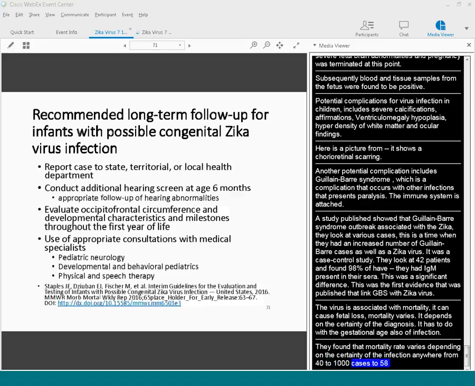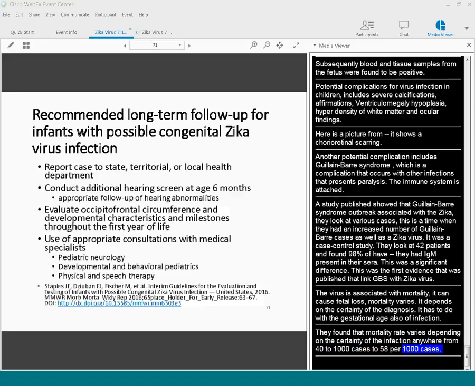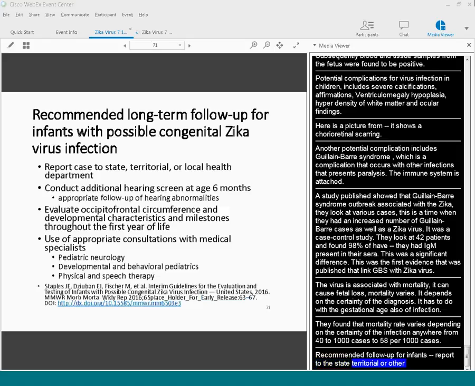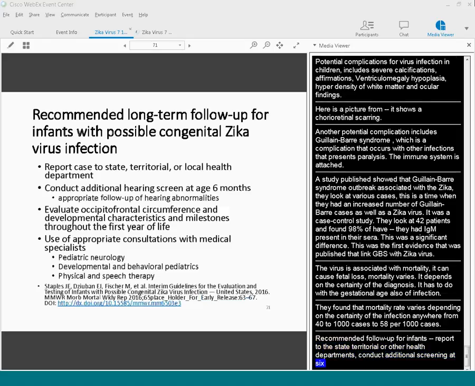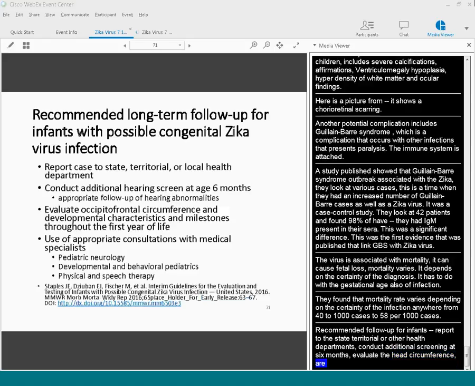Recommended long-term follow-up for infants with possible congenital Zika virus infection includes reporting to the state, territorial, or local health departments, conducting additional screening at age 6 months, and evaluating the head circumference and developmental characteristics and milestones throughout the first year of life. What will probably be found out at a later time is that there will also be subtle neurological and neurodevelopmental defects in these children that aren't noticed at birth but will be found longitudinally later in life.